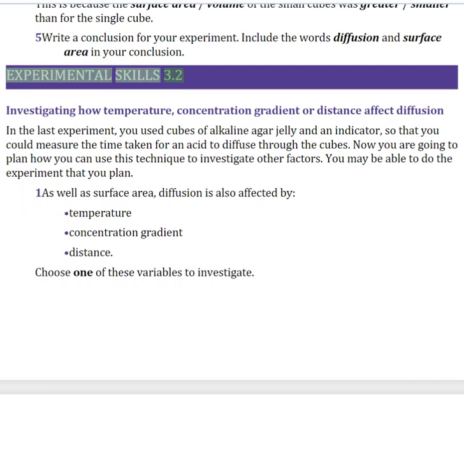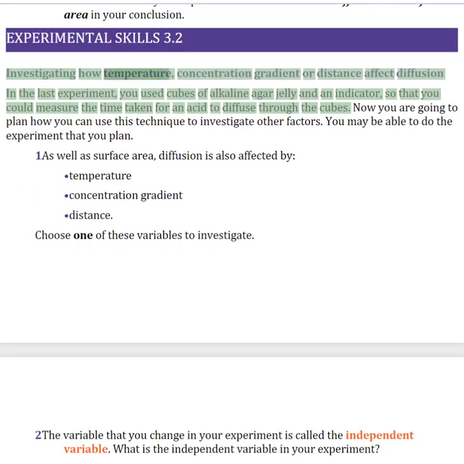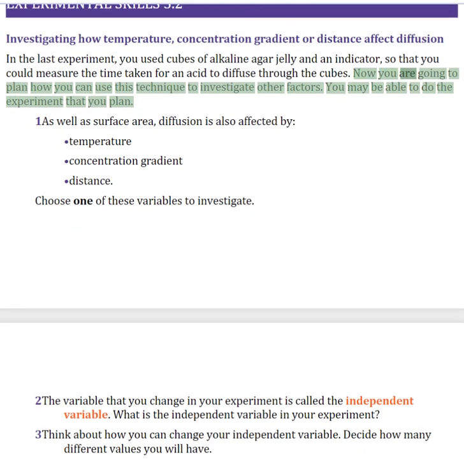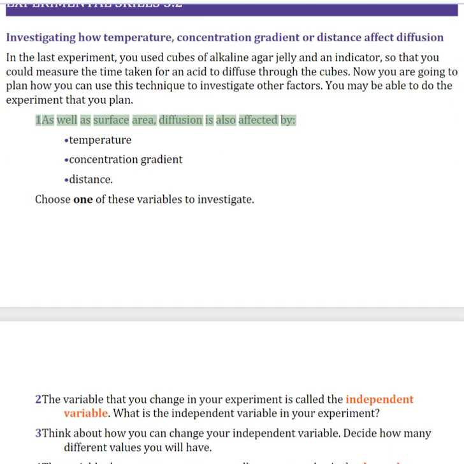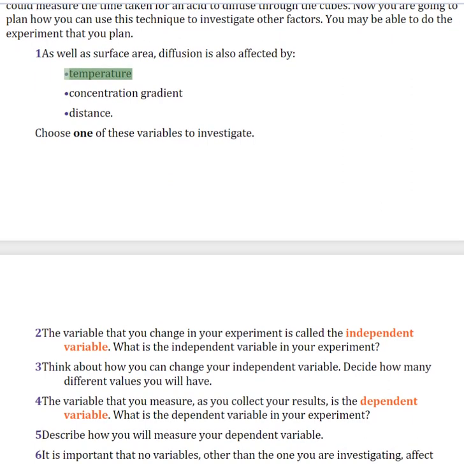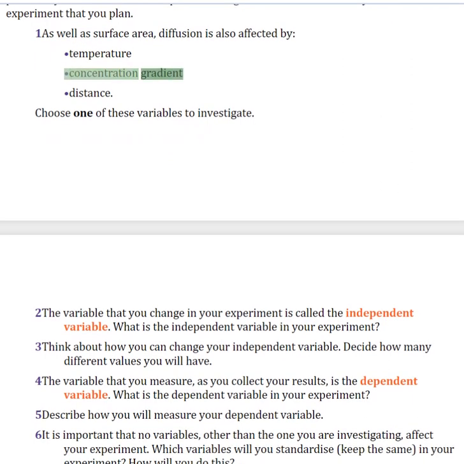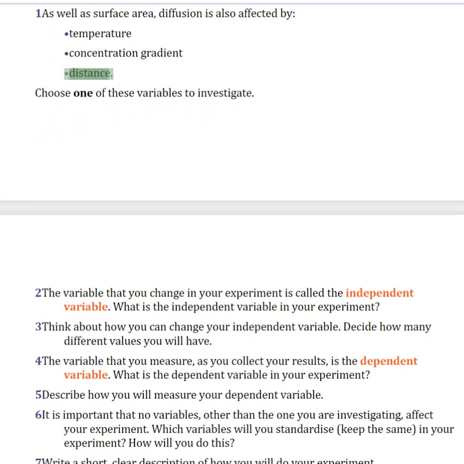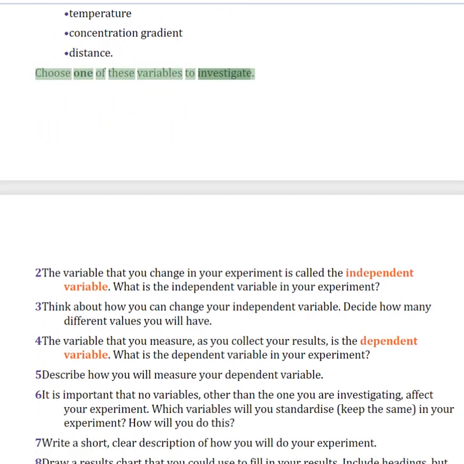Experimental Skills 3.2. Investigating how temperature, concentration gradient, or distance affect diffusion. In the last experiment, you used cubes of alkaline agar jelly and an indicator, so that you could measure the time taken for an acid to diffuse through the cubes. Now you are going to plan how you can use this technique to investigate other factors. You may be able to do the experiment that you plan. 1. As well as surface area, diffusion is also affected by temperature, concentration gradient, and distance. Choose one of these variables to investigate.